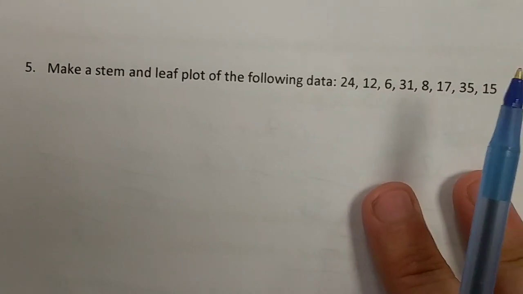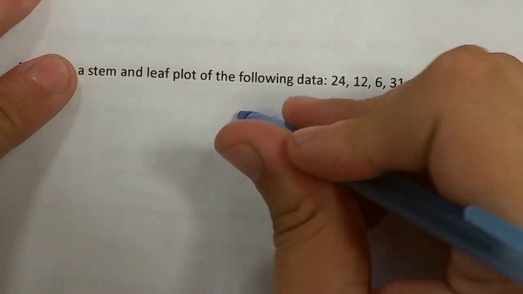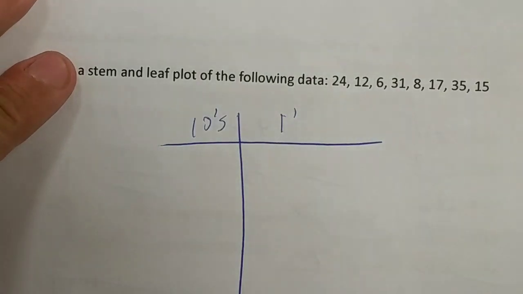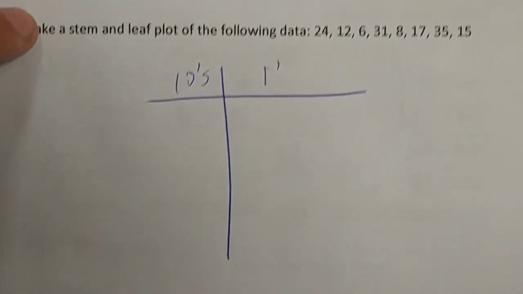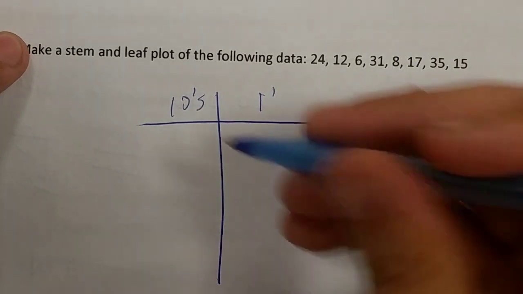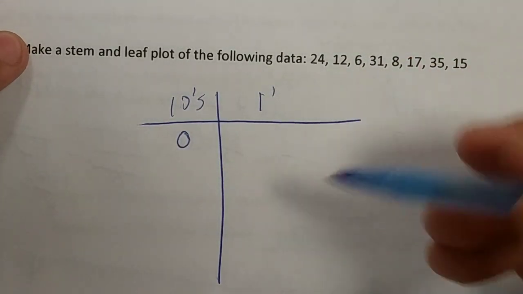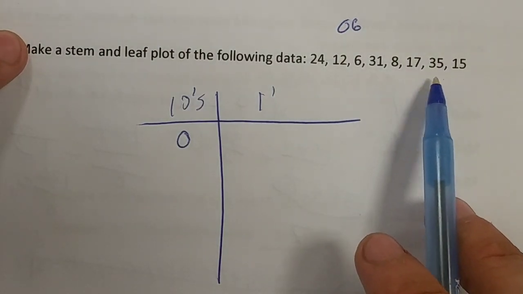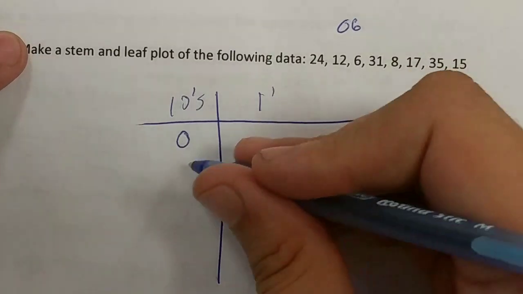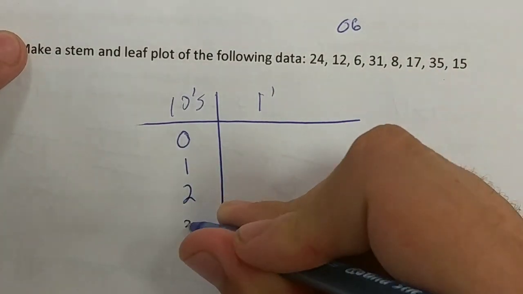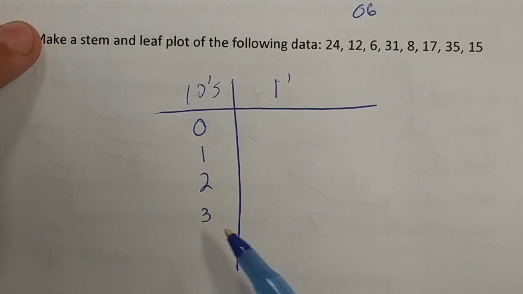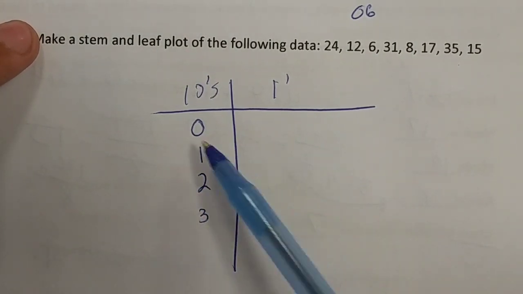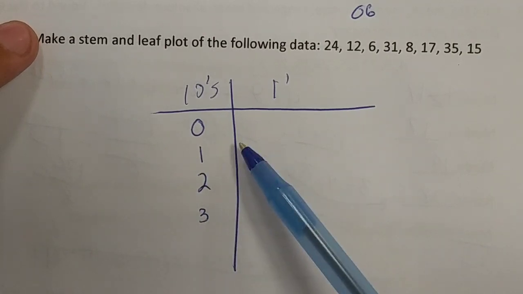Okay, let's make a stem and leaf plot. The stem and leaf plot works like this. The left side is the tens place, and the right side is the ones place. So I'm going to fill out the tens place. The smallest number I see is 6, so it's 0, because imagine it's like 0, 6. And then the biggest number I'm looking at is 35. So I'm going to go up to 30, which is 3 over here. Do not write 0, 10, 20, 30. It's just 0, 1, 2, 3.